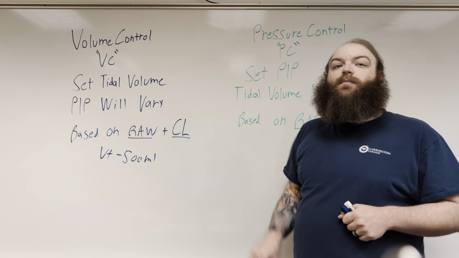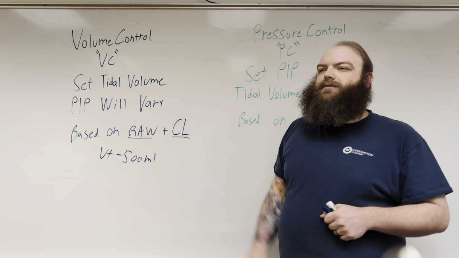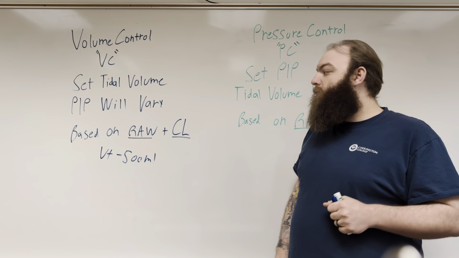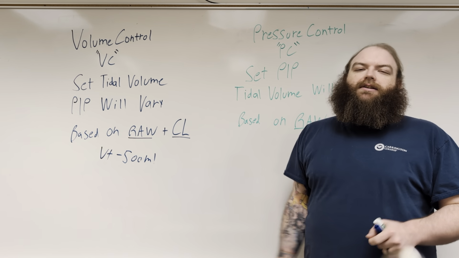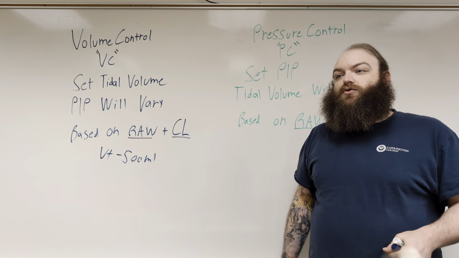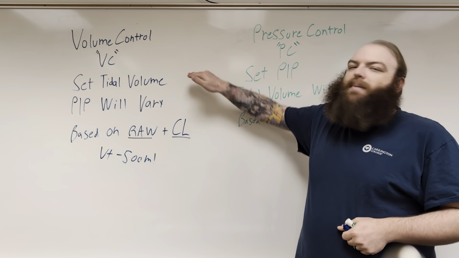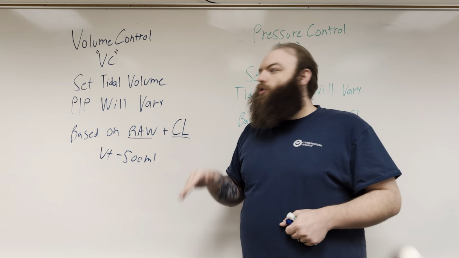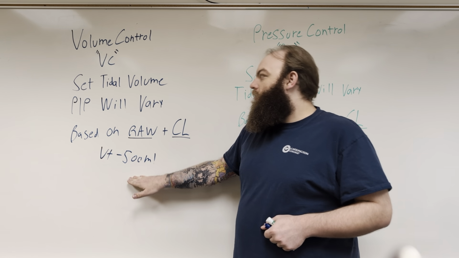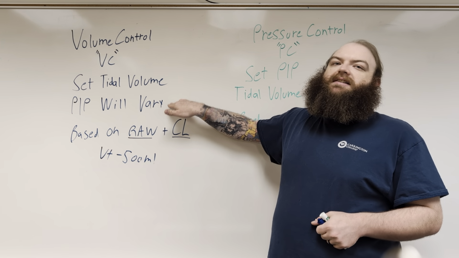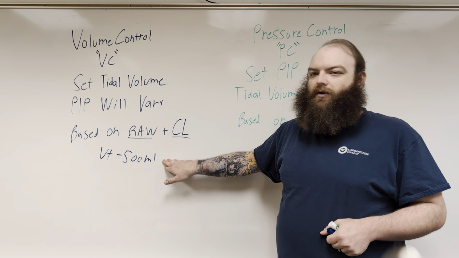It will give whatever pressure necessary to achieve that 500 mils. If it takes 5 centimeters of water pressure, 500 mils. If it takes 10 centimeters of water pressure, 500 mils. Doesn't matter whether it takes 100 centimeters of water pressure, a million. By definition, volume control will give you that volume at whatever pressure necessary to deliver that volume.